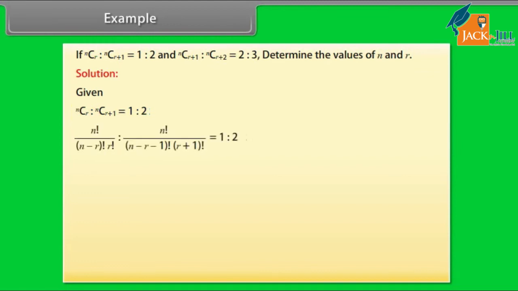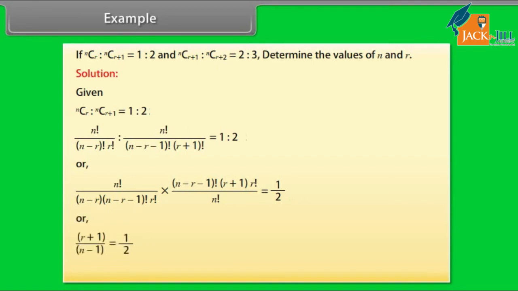n factorial by (n minus r) factorial into r factorial is to n factorial by (n minus r minus 1) factorial into (r plus 1) factorial is equal to 1 is to 2. Or n factorial by (n minus r) into (n minus r minus 1) factorial into r factorial, multiplied by (n minus r minus 1) factorial into (r plus 1) into r factorial by n factorial, is equal to 1 by 2. Or (r plus 1) by (n minus r) is equal to 1 by 2. Or n minus 3r minus 2 is equal to 0.